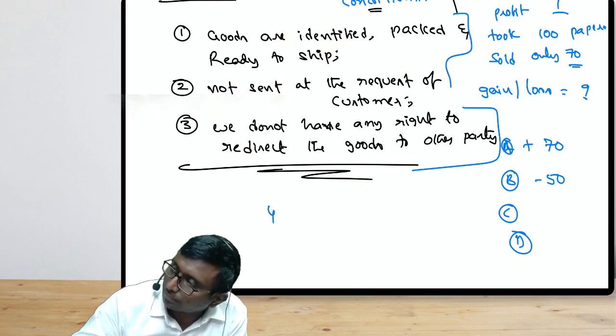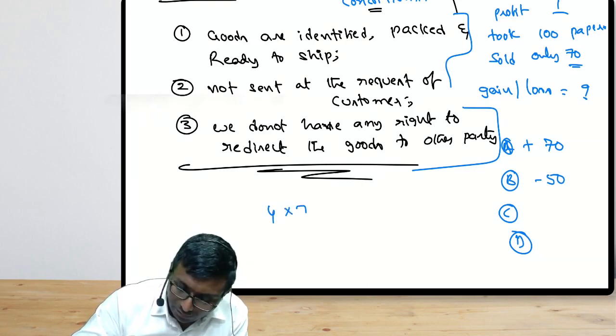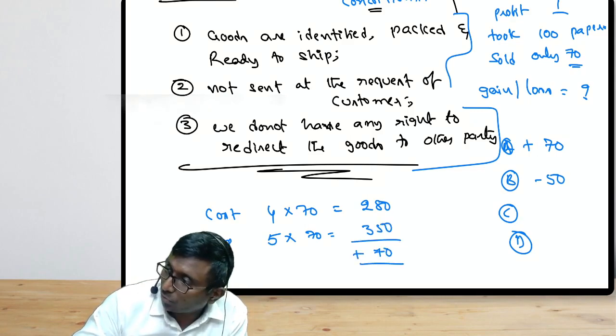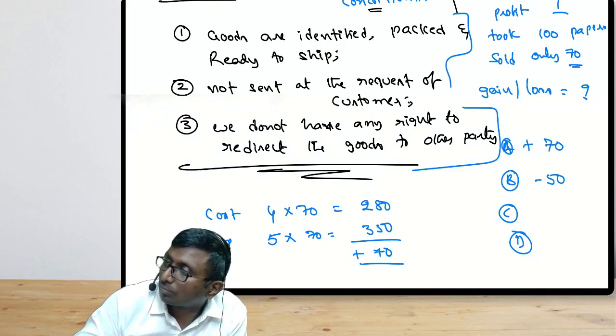Cost is 4 rupees, correct. He sold 70 papers, that's why 280 rupees. Selling price is 5 rupees into 70, 350. So that's why you got 70 rupees profit. What about the 30 papers? It's not a cost. It will be with him, so tomorrow he can sell. Then what is it for him?